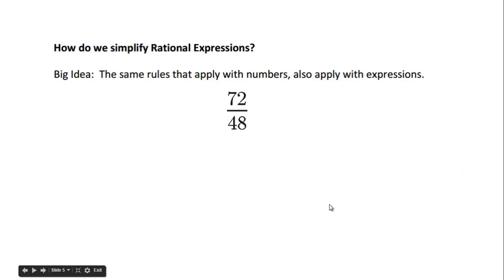I want to go back to this illustration, though. I talked about numbers, and this is a big idea in this unit. The same rules that apply with numbers also apply with expressions. That really is helpful, because if you can't do it with numbers, you can't do it with algebra. If you can do it with numbers, you can do it with algebra. And so what we're about to start to do is simplify fractions.